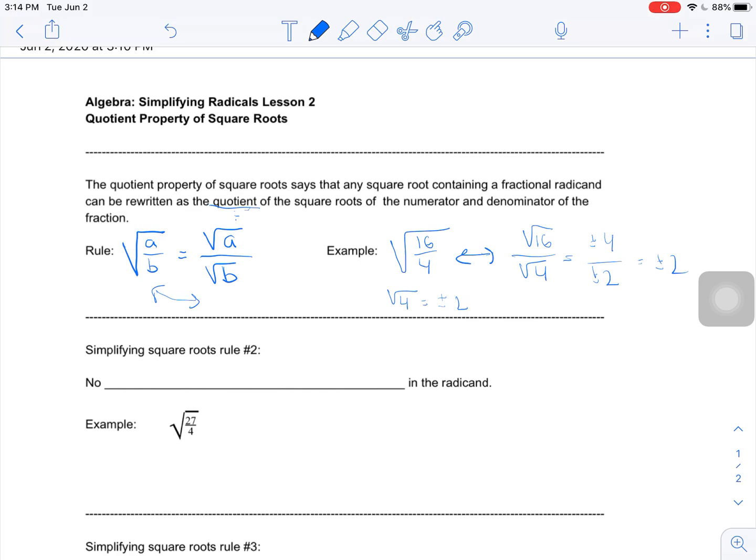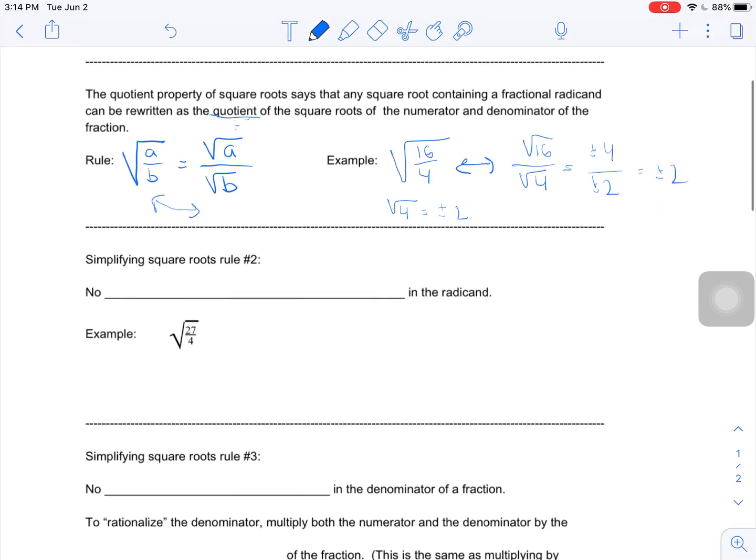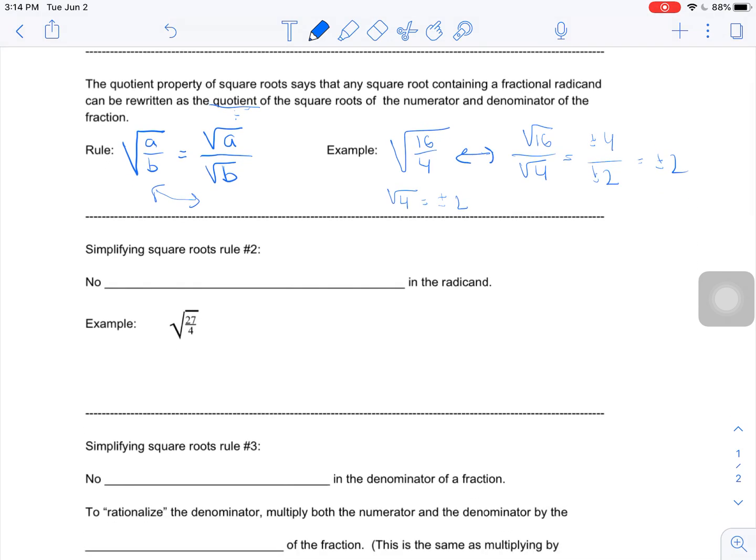This is the property, or the trick, that we can use to make sure that we're honoring simplifying square roots rule number 2. Rule number 2 says that you cannot have any fractions in the radicand. No fractions in the radicand. So, no perfect square factors in the radicand, that's yesterday's rule, and no fractions in the radicand. That's where this quotient property immediately comes in handy, because it lets us break apart the fraction so that we no longer have a fraction under the square root symbol.